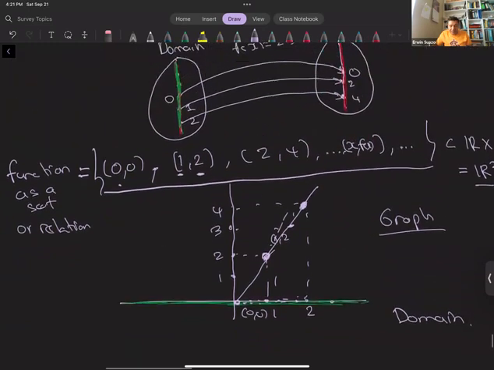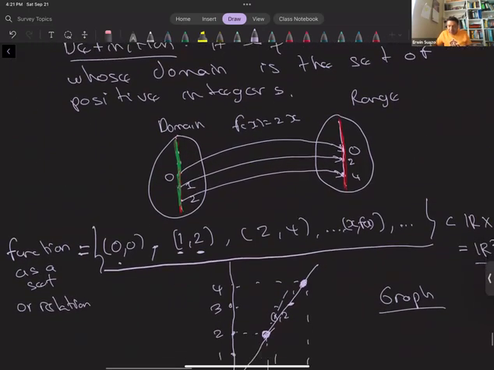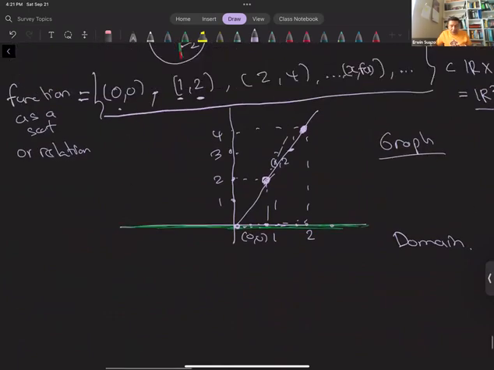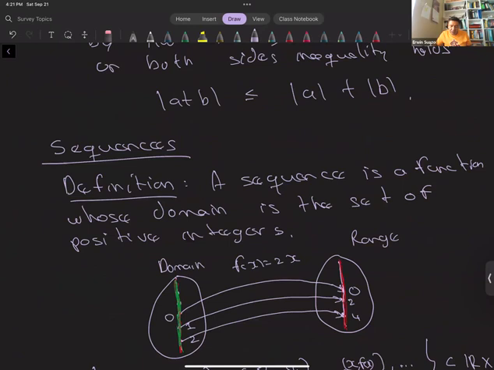Okay. So a sequence is different because a sequence is a function whose domain is the set of positive integers. So you're gonna graph, the domain is the set of positive integers. So you don't even start at 0, you start at 1, 2, 3, 4, 5, 6, 7. Okay. And let's say we choose f of x equals ln of x.